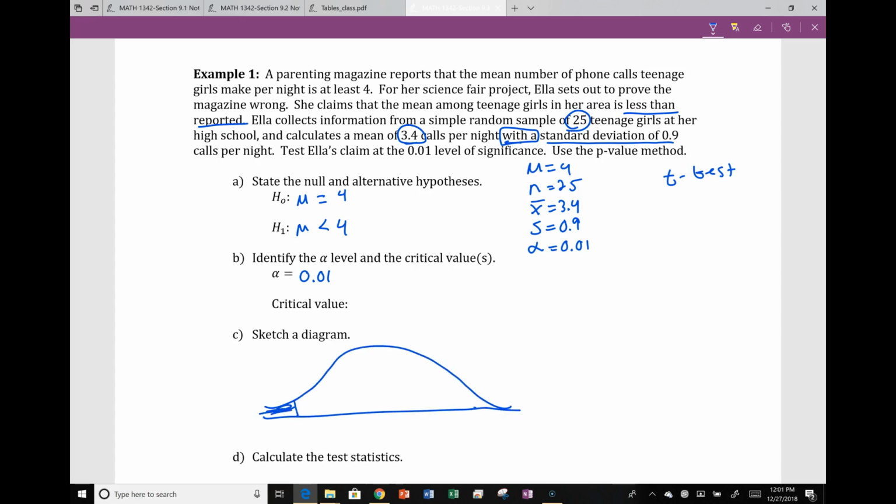So we're looking at this over here. Is our critical value t going to be positive or negative? Well, it's on the left-hand side, so it will be negative. For a t-test, we have to know our degrees of freedom. Degrees of freedom, recall, is n minus 1. So in this case, it's 25 minus 1. Degrees of freedom are 24.